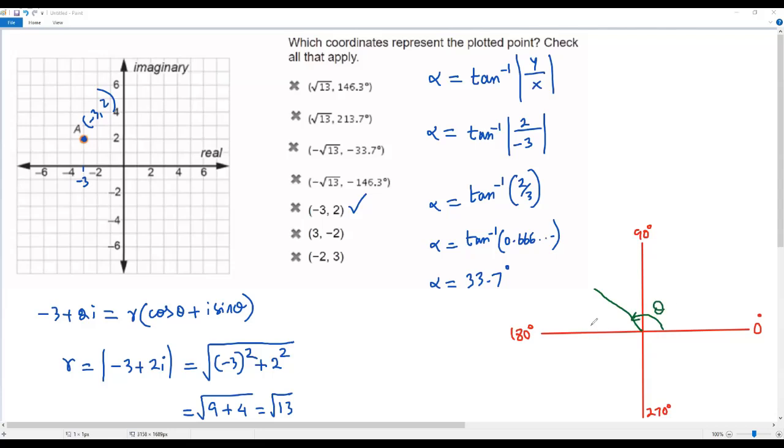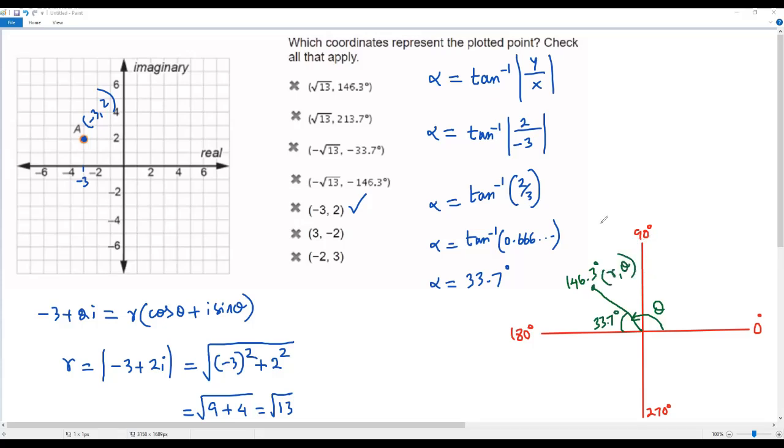To get the angle measure theta over here, I have to consider this 33.7 as a reference angle. So 33.7 degrees, I consider this a reference angle. To get the angle measure, I have to subtract this 33.7 degree reference angle from 180 degrees. When I subtract 33.7 degrees from 180 degrees, I get 146.3 degrees.